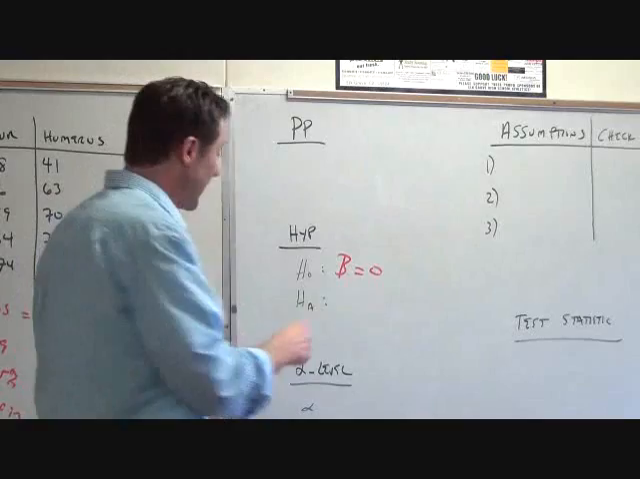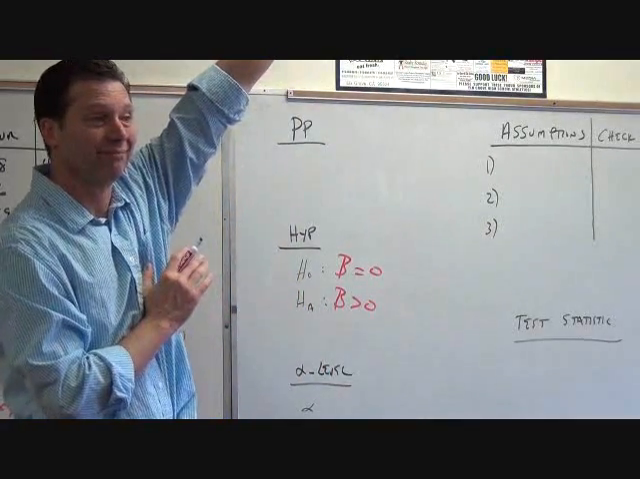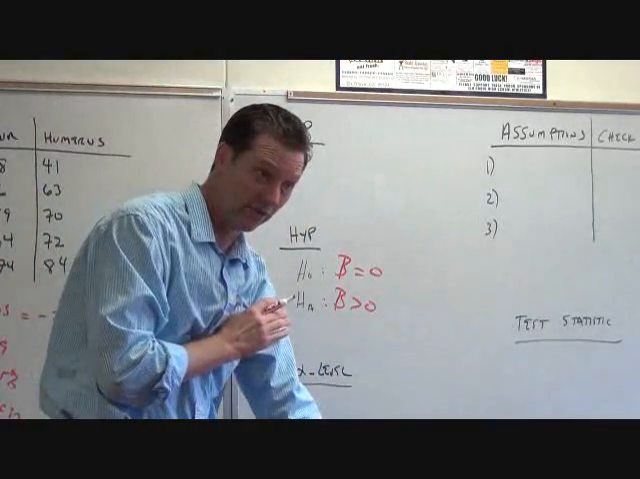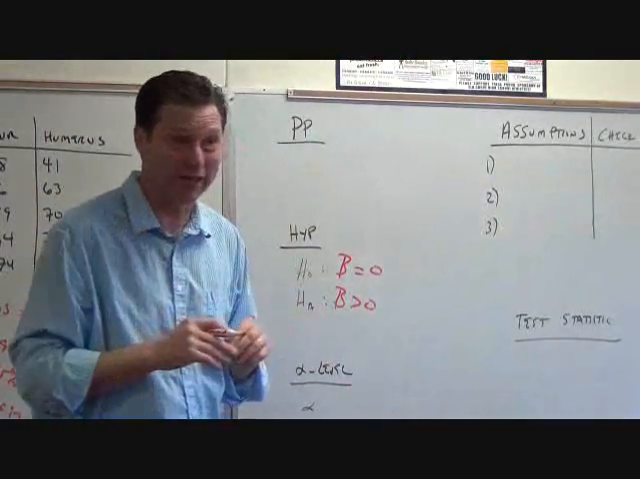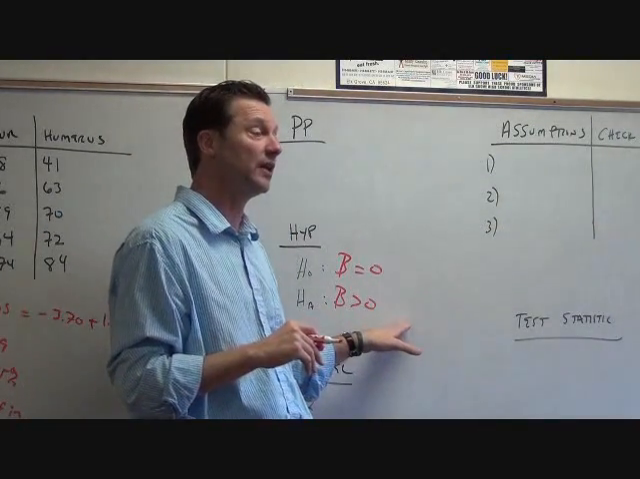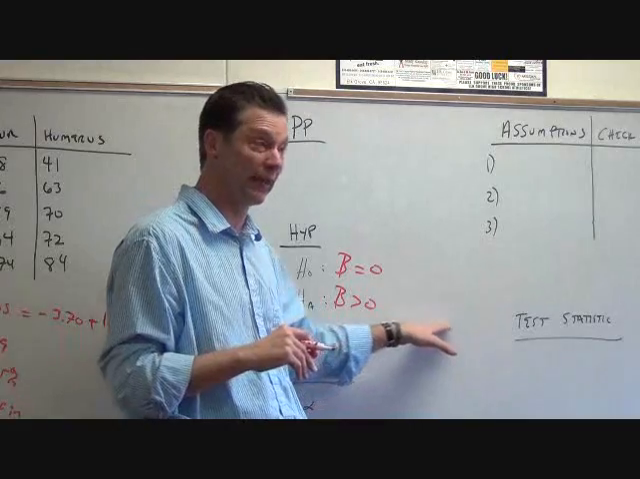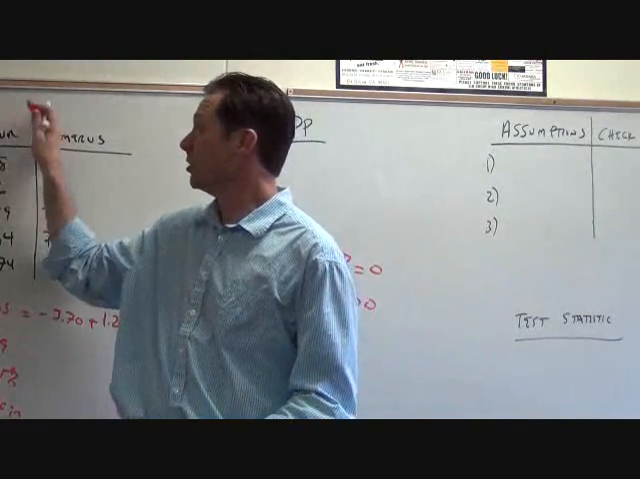Now, for the alternate, you've got options here. Maybe you're trying to prove that it has a positive relationship. Maybe you're trying to prove that it has a negative relationship. Maybe you're just trying to prove that, I don't know if it's positive or negative, I just know it's not 0. So another way to say this is we're trying to show that there is a relationship, a positive relationship between humerus and femur.